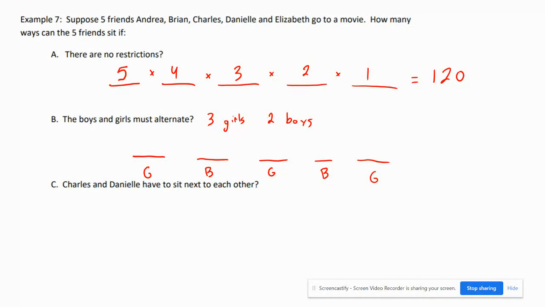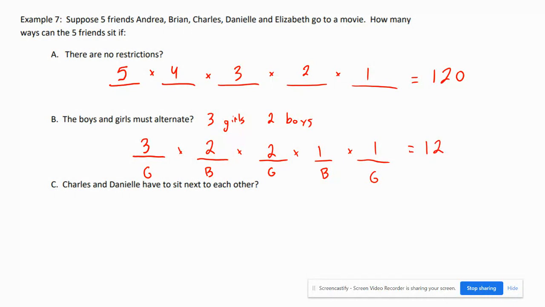How many options do we have for spot number 1? Well, there's 3 girls. How many options do we have for spot number 2? Well, there's 2 boys. That means this is going to be a 2. I've placed 1 girl and 1 boy, so there are 2 girls left and then 1 boy left, and there's 1 girl left for the last spot. So this question is going to be 3 times 2 times 2 times 1 times 1. 3 times 2 is 6, times 2 is 12.